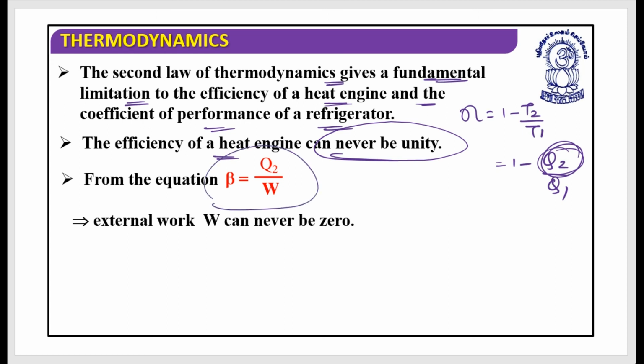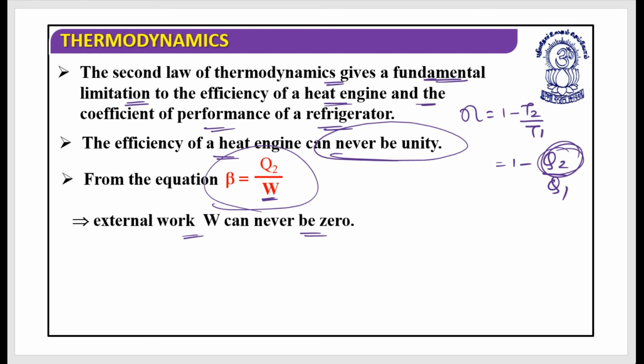As well as that, the coefficient of performance of a refrigerator or heat pump could not be infinite, because if it is infinite, that means it is a self-driven machine and its work done would be 0. So external work done can never be 0, or this is not a process which is self-driven. I hope this is clear. Is it clear?